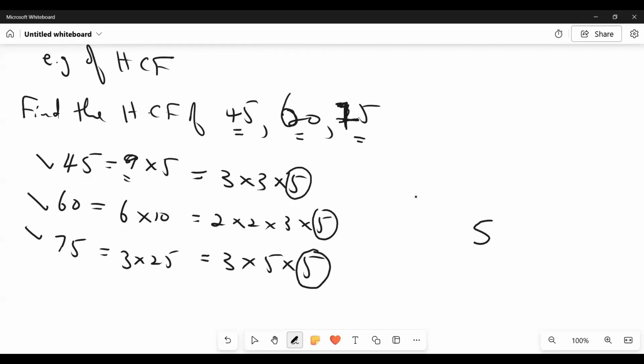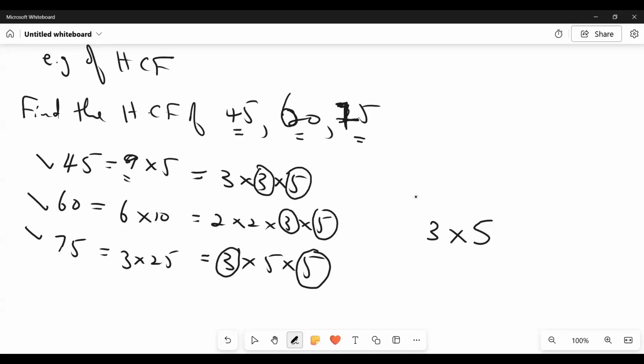What else is common in all 3 of these? 3, sir. Okay, there's a 3 here, there's a 3 there, and there's a 3 there, right? So we got 3 by 5, right? So that's common. Anything else? We got a 3 here, but no more 3s here. There's a 5 here, no more 5s anywhere. There are 2s here, but no 2s here, no 2s here, right?